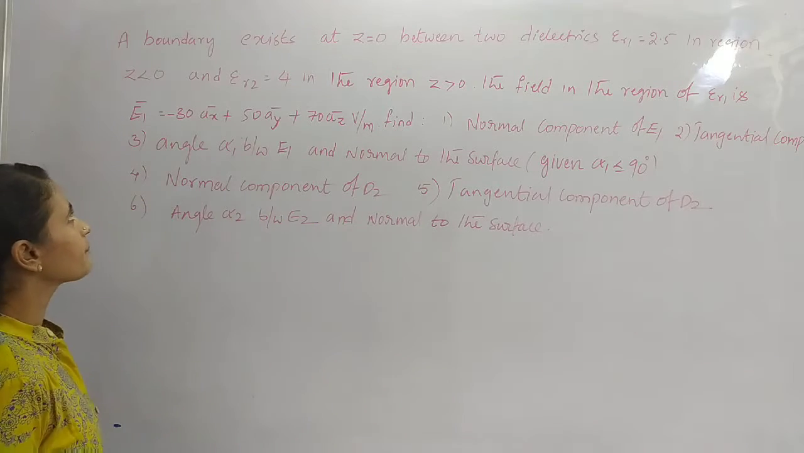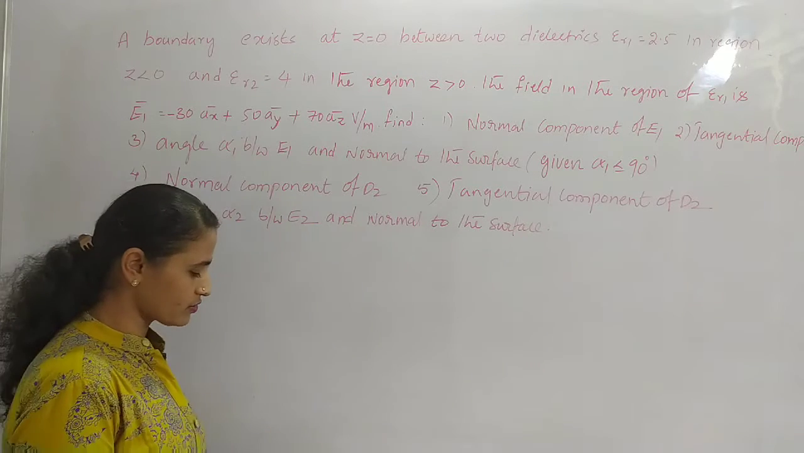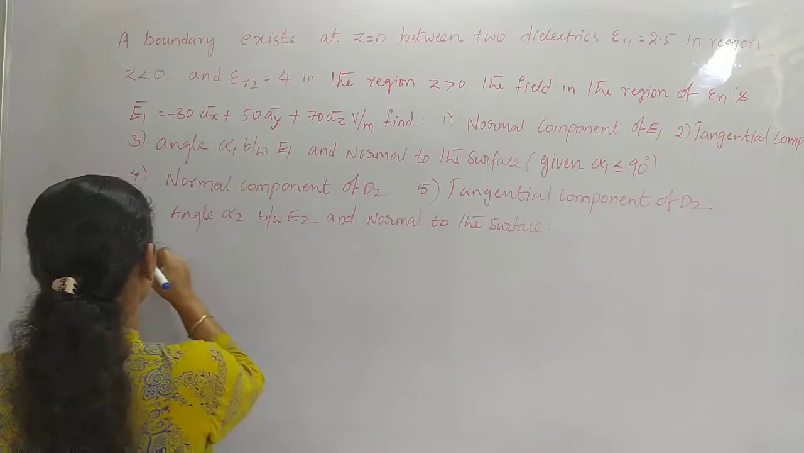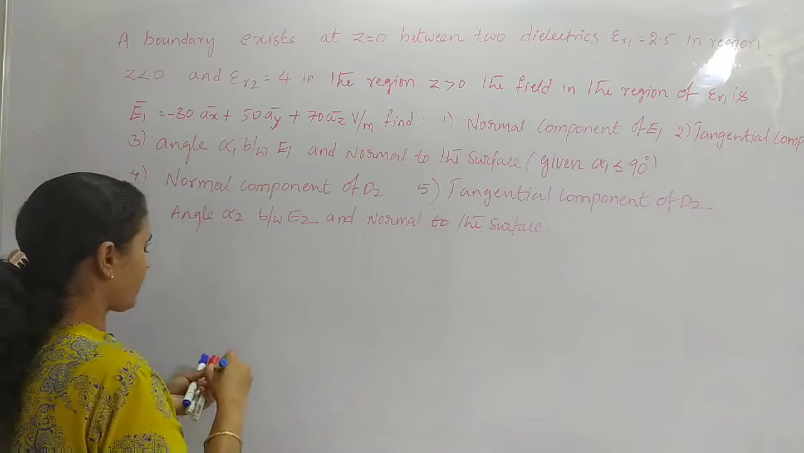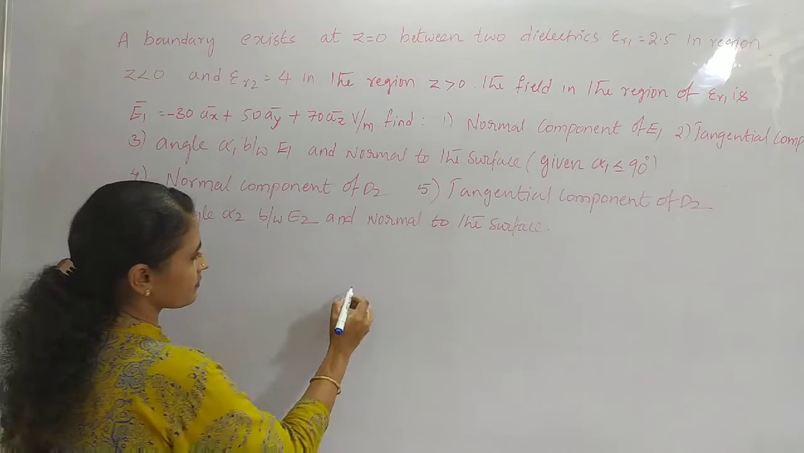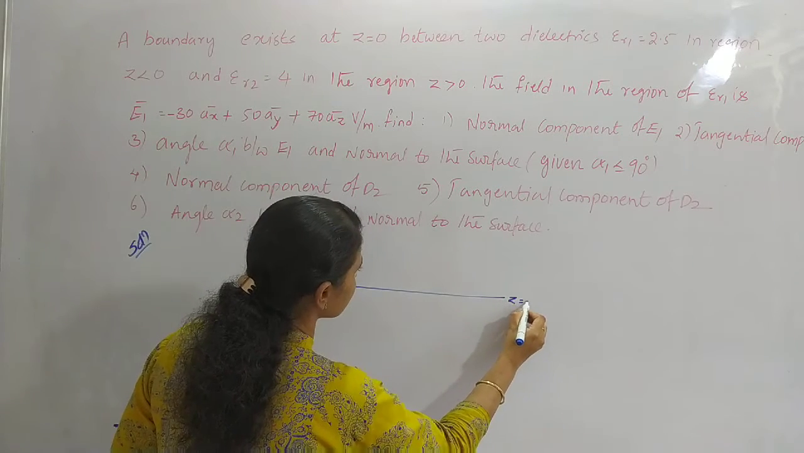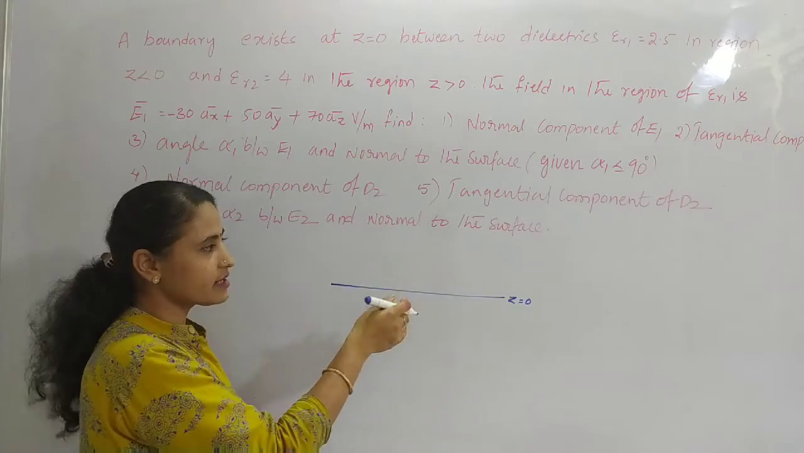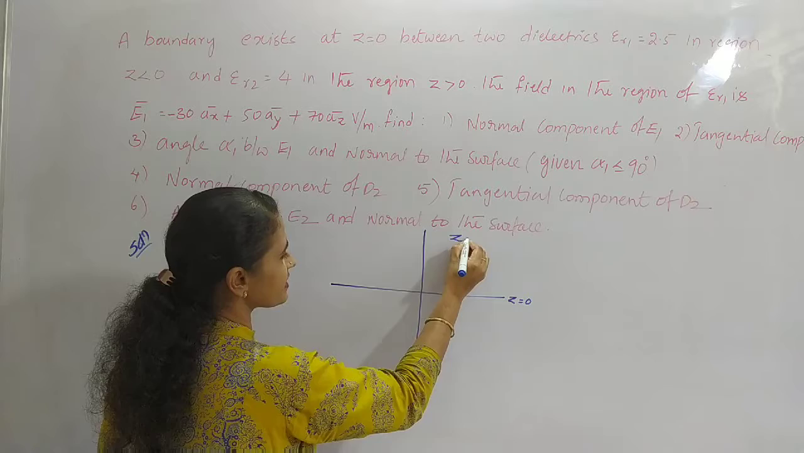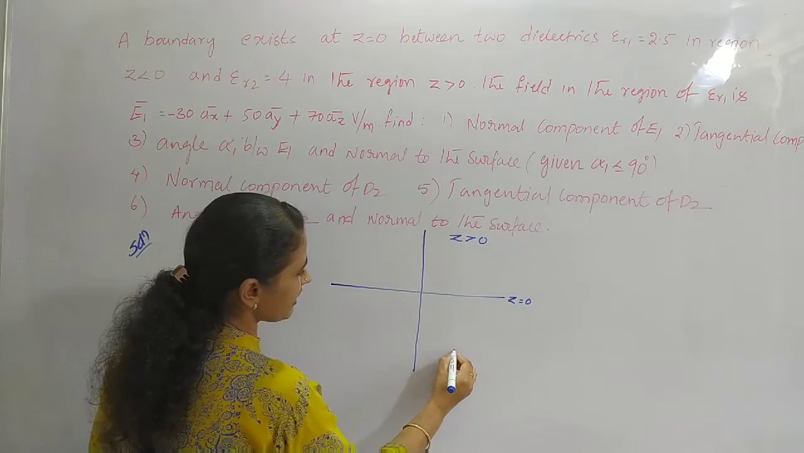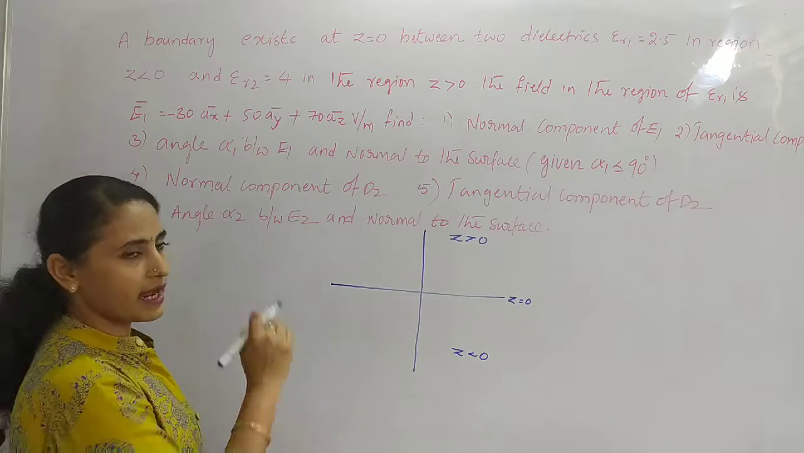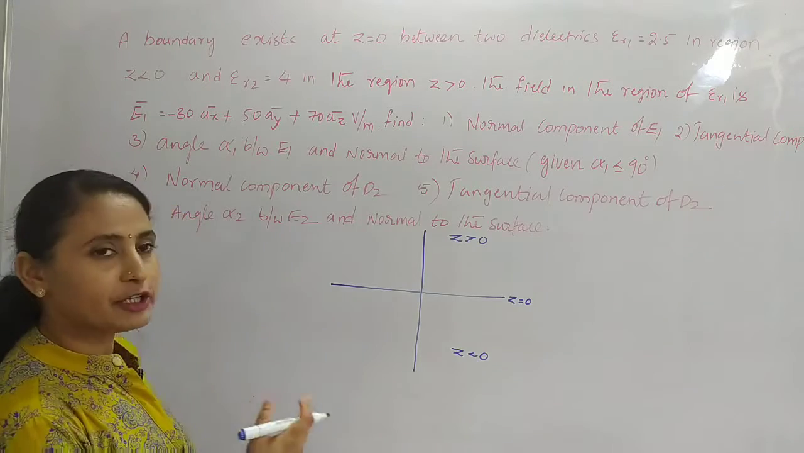Here is one example. The boundary exists at z equal to 0. Let us draw the line. This is the line of z equal to 0. This is the portion where z is greater than 0, and this is where z is less than 0. So, the boundary exists at z equal to 0 between two dielectrics.